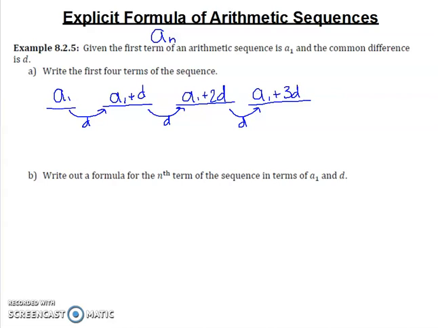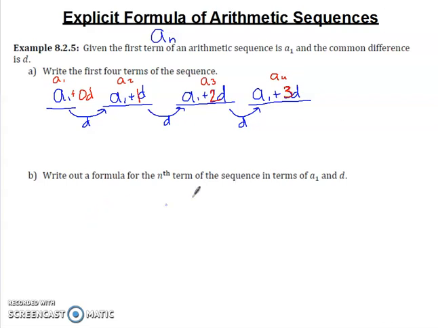So 1, 2, 3, 4. If I look, I'm going to go ahead and label these A1, A2, A3, A4. So to get to the nth term in my sequence, I am adding d one less time than the term I'm trying to find. So in A1, I don't add any of those common differences. Here, in my second term, I add d 1 time. In my third term, I need to add d 2 times. In my fourth term, I add d 3 times.